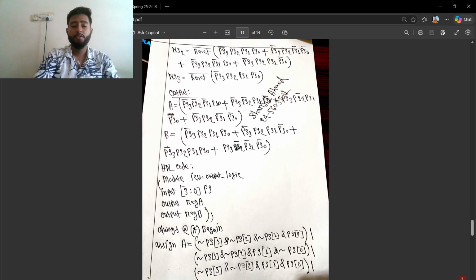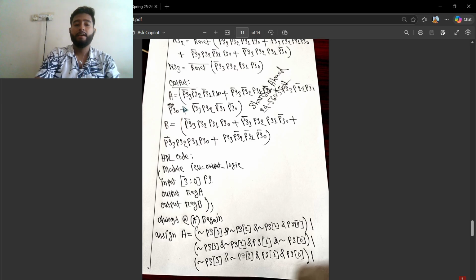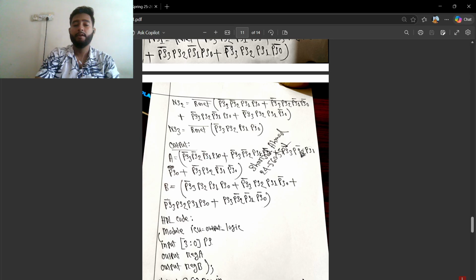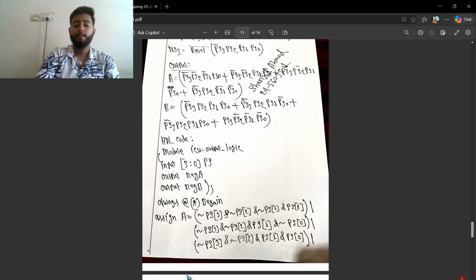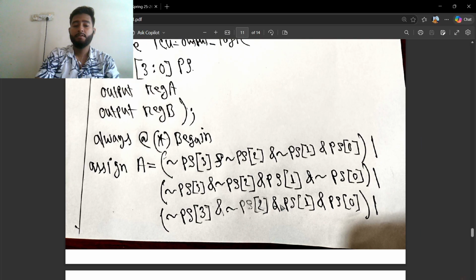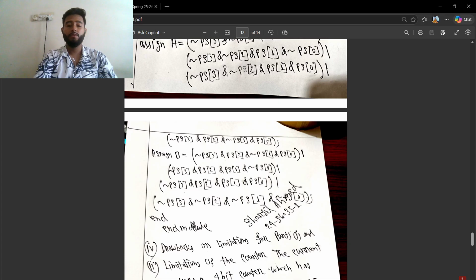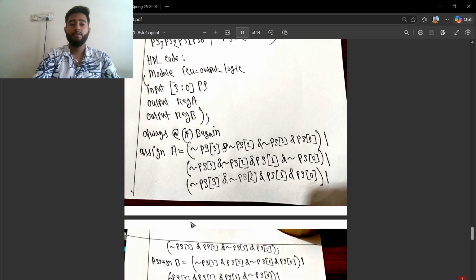First we declare our inputs, then the outputs A and B, then we assign A for output A in this way, and assign B. This sign means negation, and this is AND and this is OR. So according to this, you write the code in the module. So this is the end of our HDL code.